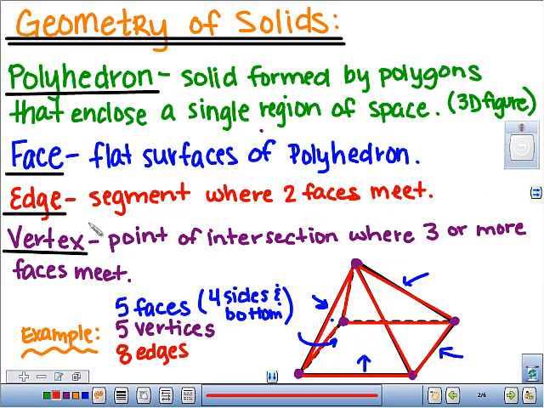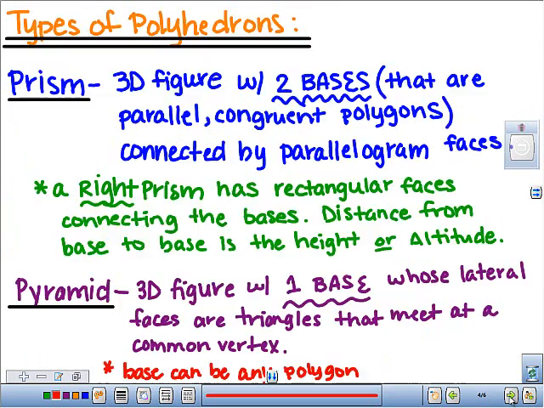Okay, the edges, those are the segments where 2 faces meet, and I've highlighted them here in red. So there's 1, 2, 3, 4, 5, 6, 7, 8 edges in this specific example. And then the vertices are the points of intersection where 3 or more faces meet. So this right here is a vertex, and in each of these corners is a vertex. So there are a total of 5 vertices.